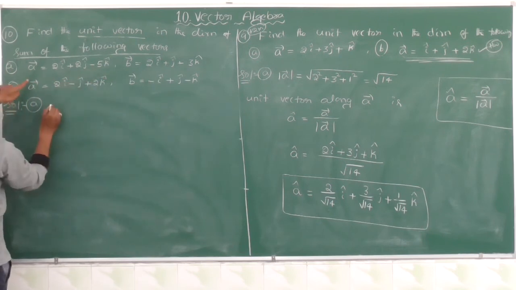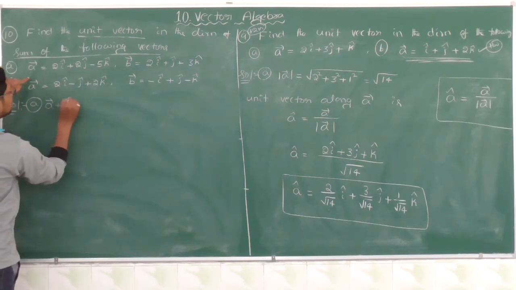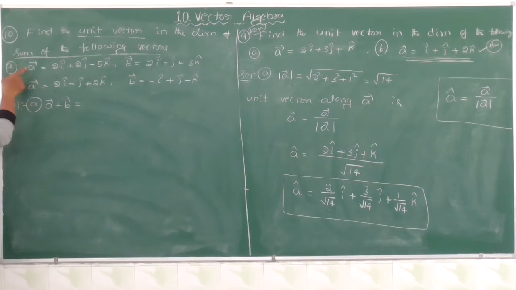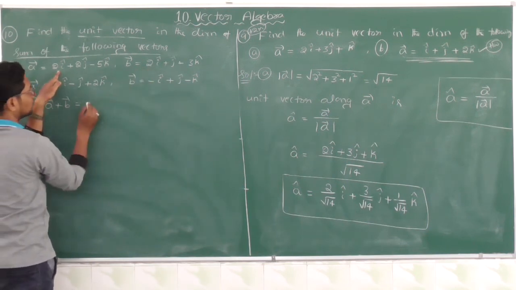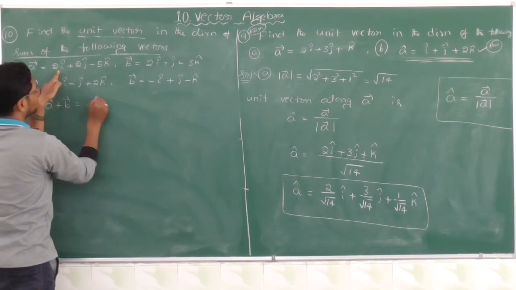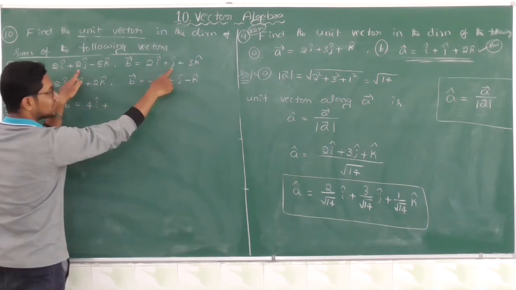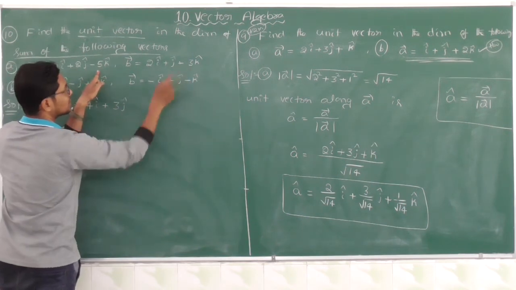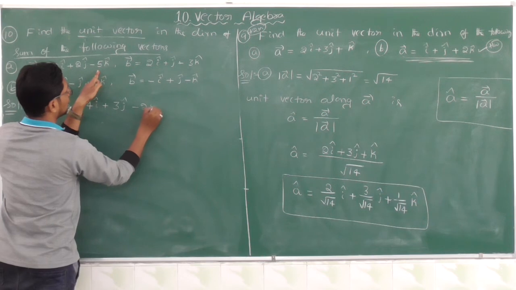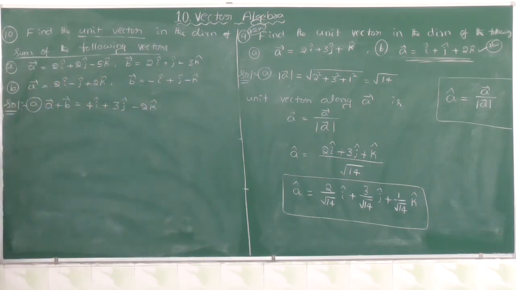First, add these two vectors. A vector plus B vector, first question I am doing, equals to 2 plus 2 i, that is 4i, plus 2j plus j, that is 3j, minus 5k plus 3k, minus 2k. Okay, minus 2k. Here we have one vector. This A vector plus B vector, I will take it as C vector.